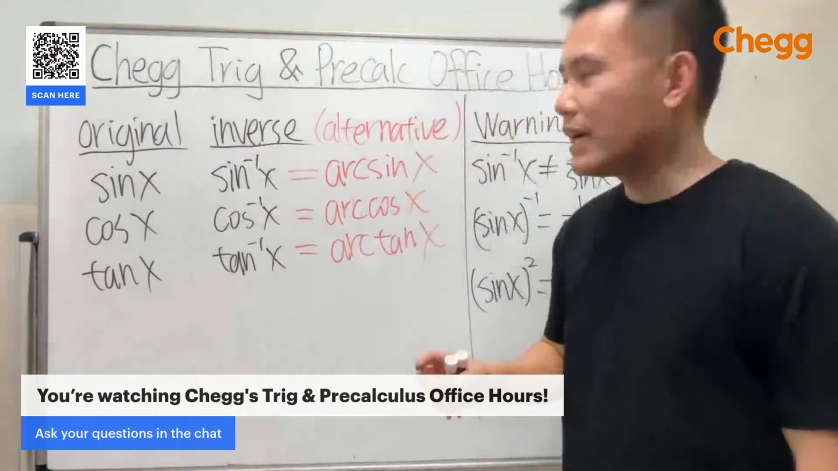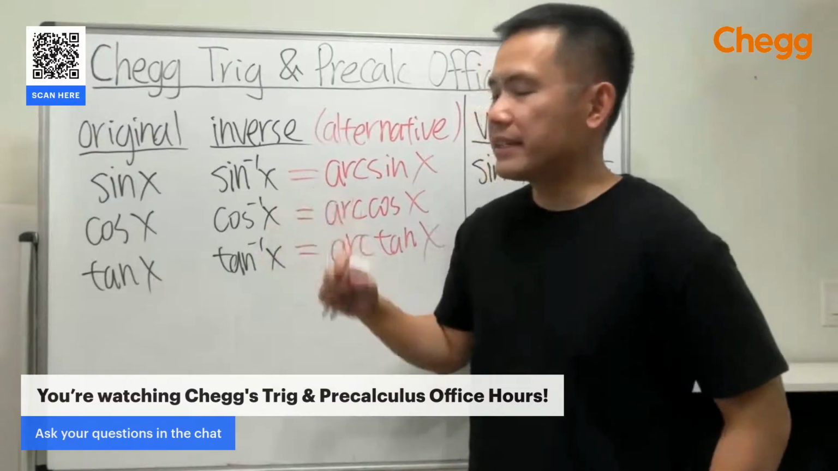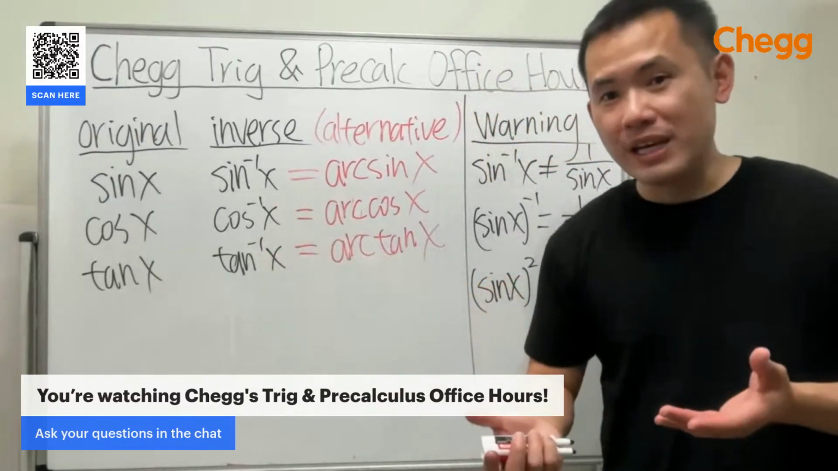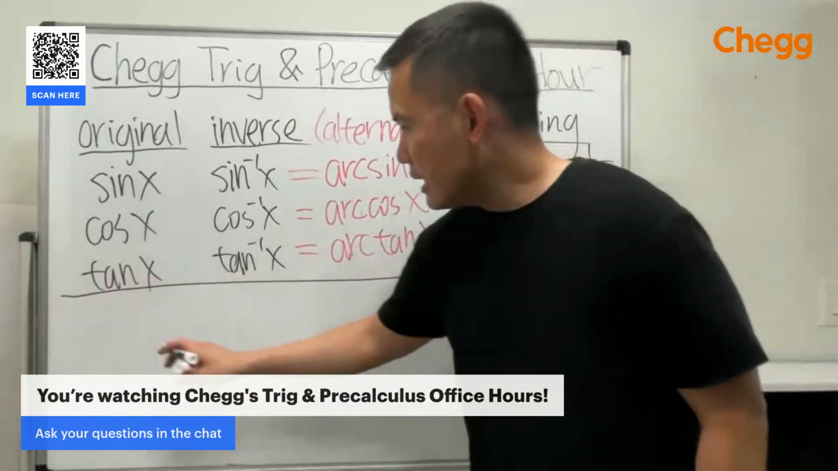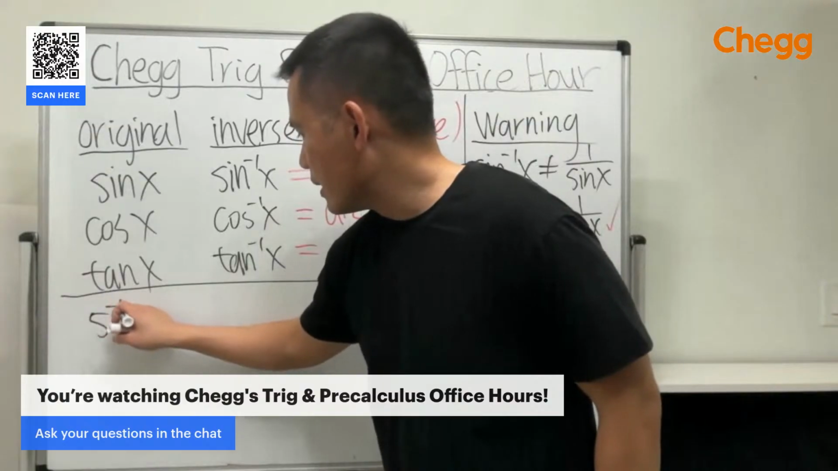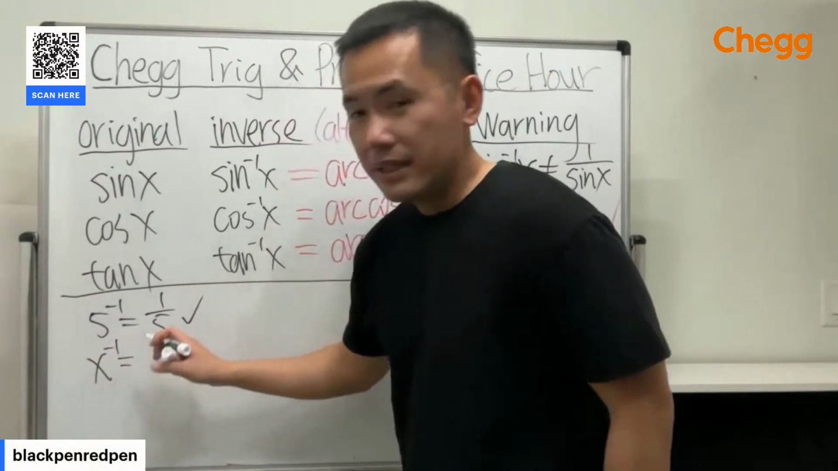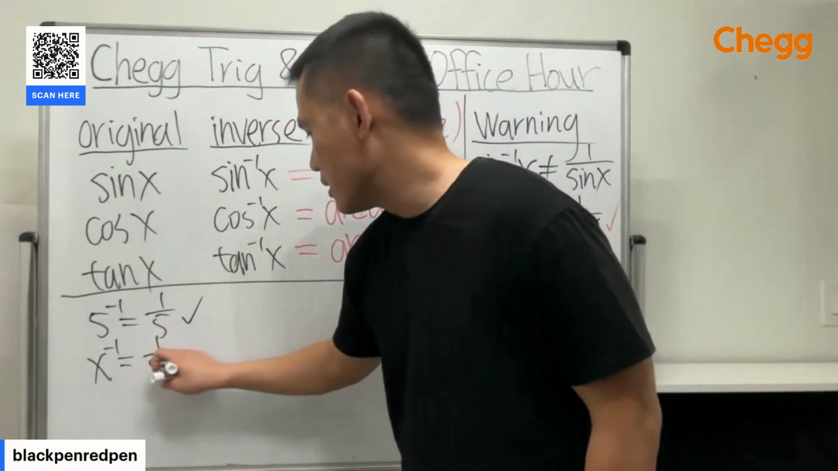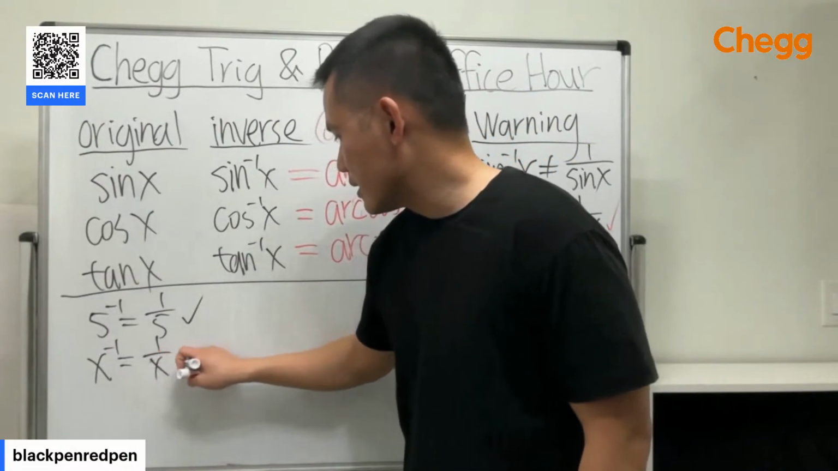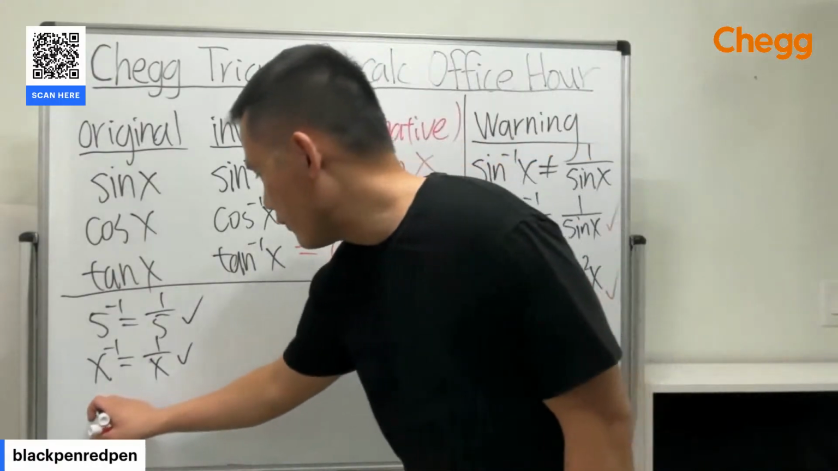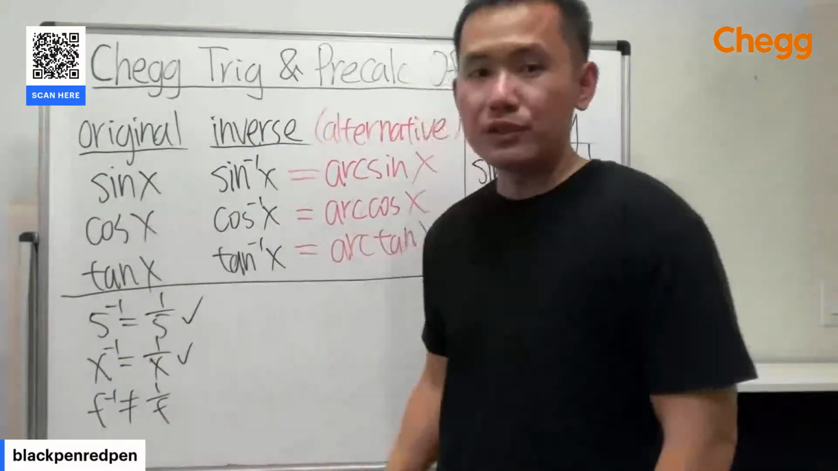Yeah, many of us know that the -1 right here is like the reciprocal. In fact, it does have some meaning with a -1. It depends on how to look at it. For example, let's say 5 to the -1. This does mean 1 over 5, it's a reciprocal. If you have x to the -1, this also means 1 over x. This is also correct. But not true for functions though. If you have f with a -1, this in general is not the same as 1 over f for functions.